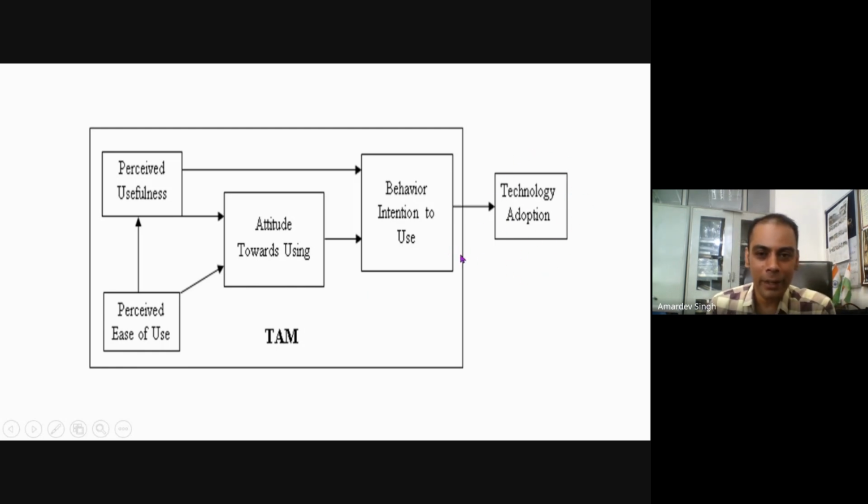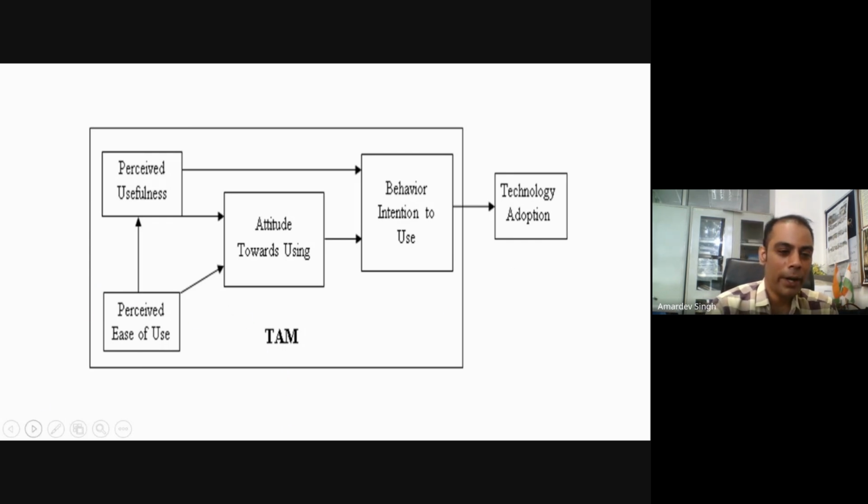Like on a rainy day, no doubt usefulness and ease of use is there. It is preferable you will go by car. But suppose there is a sewerage blockage and the whole water is coming out, and you do not feel like driving your own car. You feel like let me hire a taxi cab. That's it. Even though your behavioral intention may have been positive, the actual decision on a particular technology may vary depending upon several other factors also.